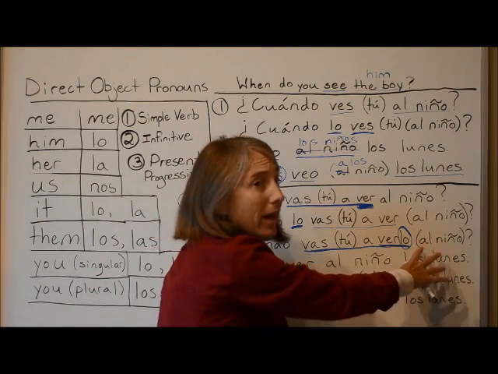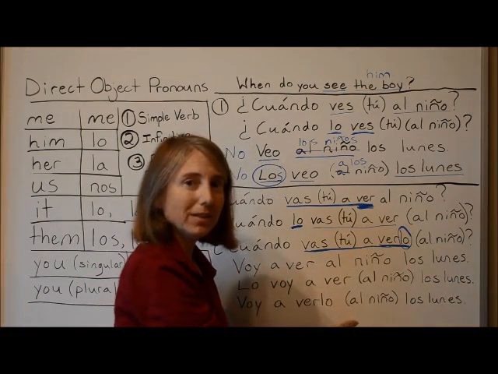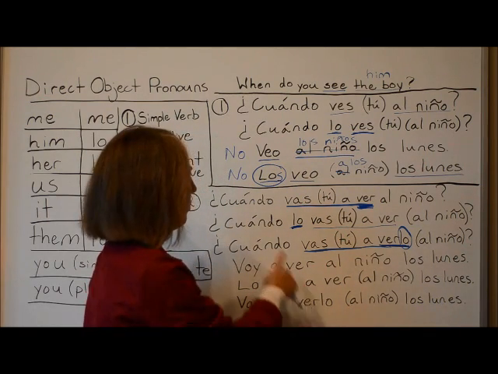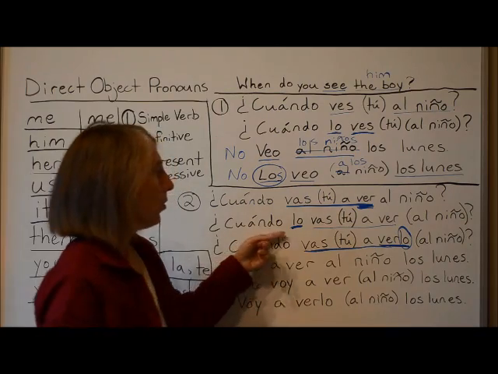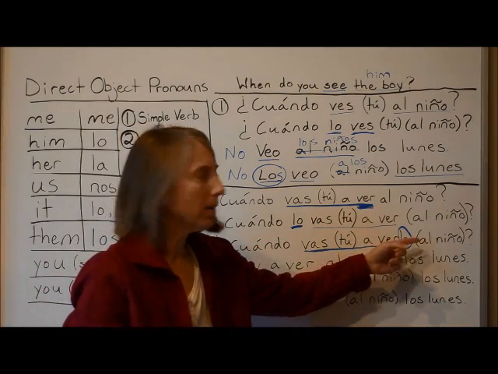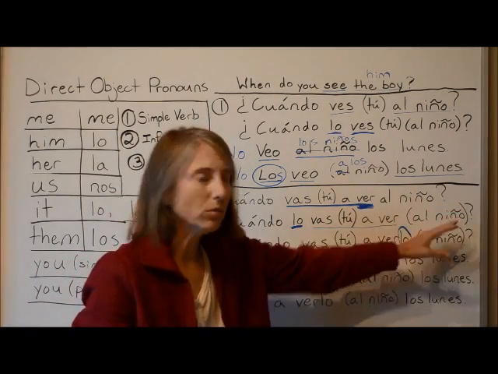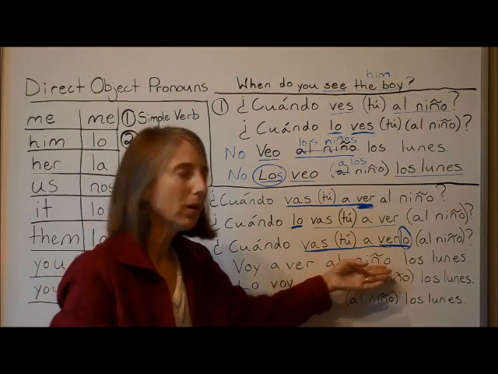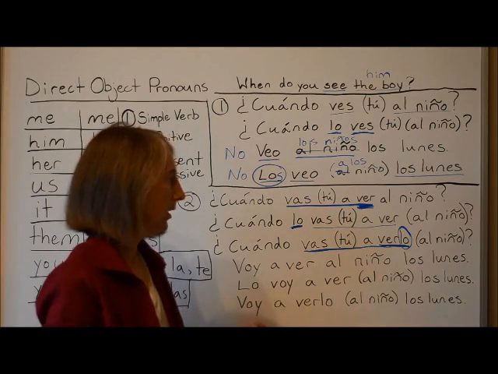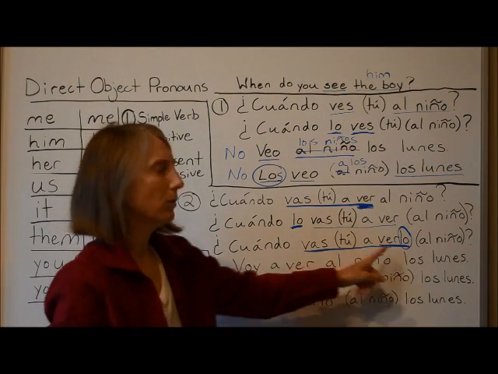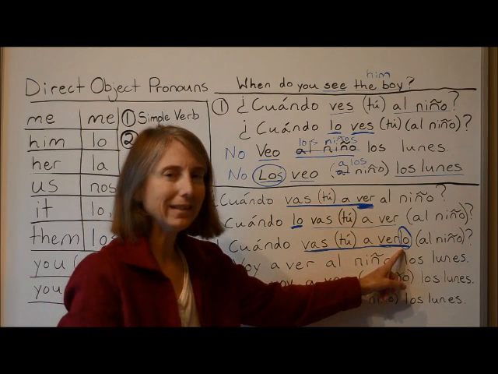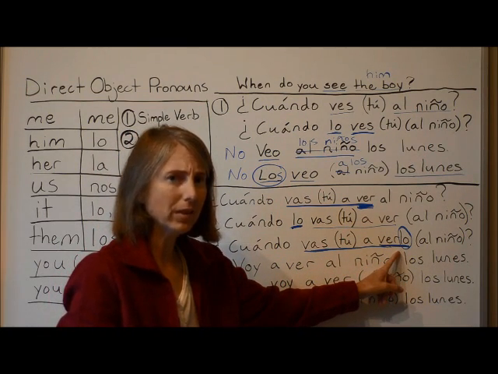And we can still have the direct object in the sentence, the original direct object, with the pronoun. So we could say, ¿Cuándo lo vas tú a ver? And then actually al niño. ¿Cuándo vas a verlo al niño? Okay. But notice that with these infinitives, we can either put it before or tack it on to the end of the infinitive.